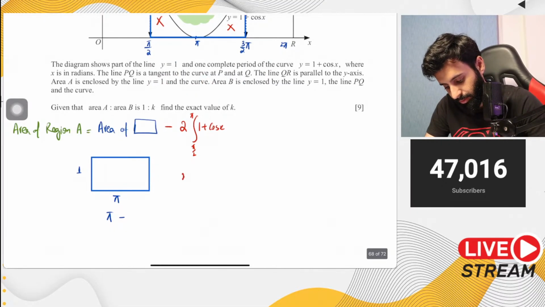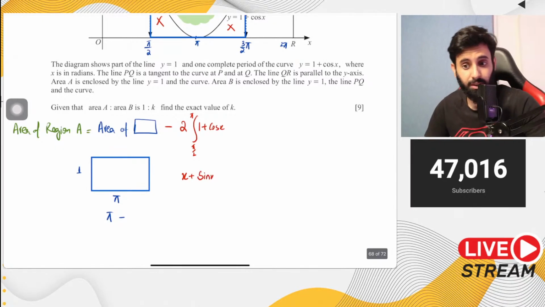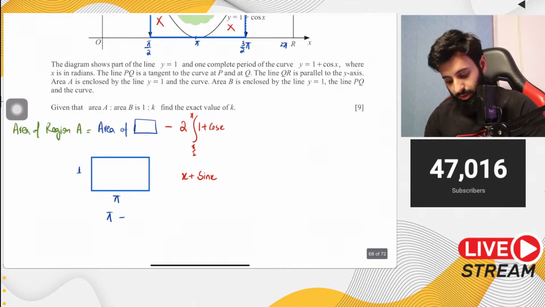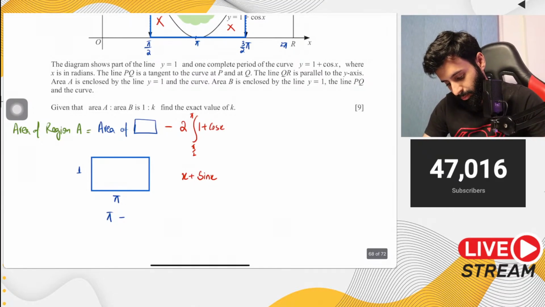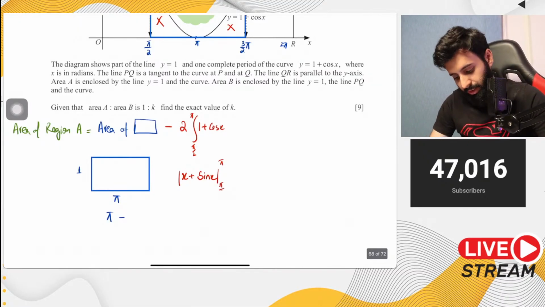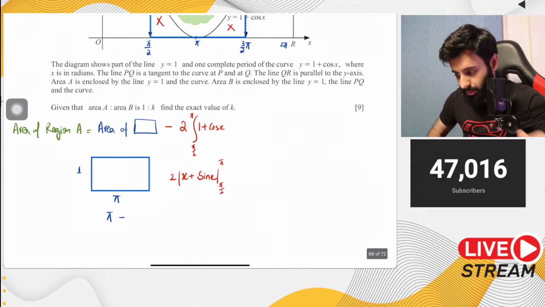The integral of 1 will be x. The integral of cos x is going to be sin x. Why? Because remember, the differential of sine is cos. That means the integral of cos is going to be sine, within the limits pi and pi upon 2. And don't forget that this gets multiplied by 2 as well, but that part you can do at the very end.